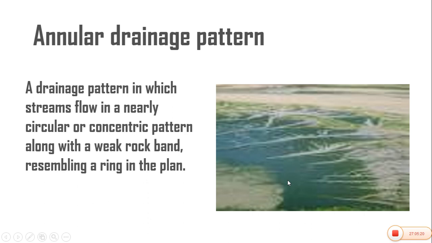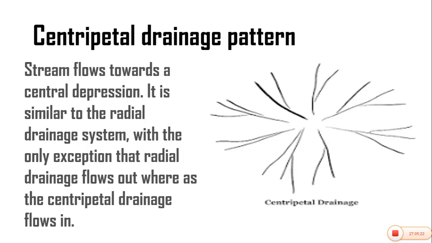Then the last one we'll be looking at is the centripetal drainage pattern. In the centripetal drainage pattern, streams flow towards a central depression. It is similar to the radial drainage system, with the only exception that the radial drainage flows out, whereas in centripetal drainage the water flows in.